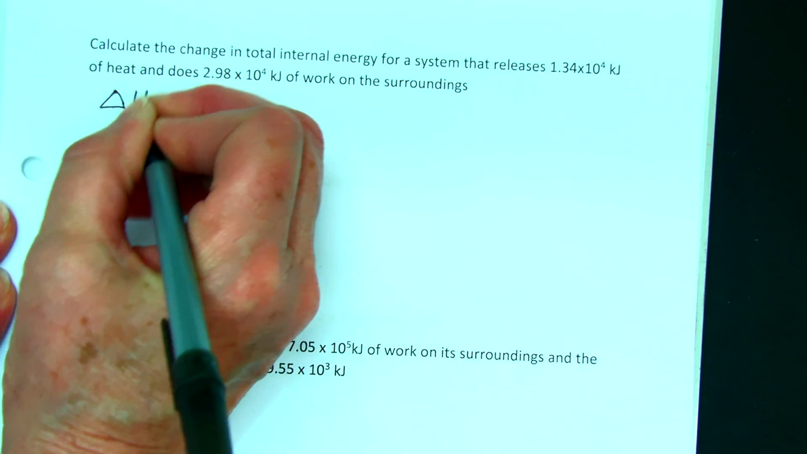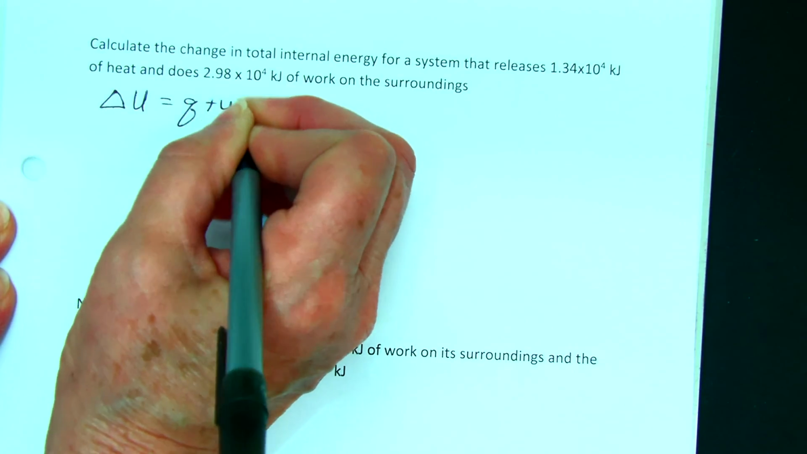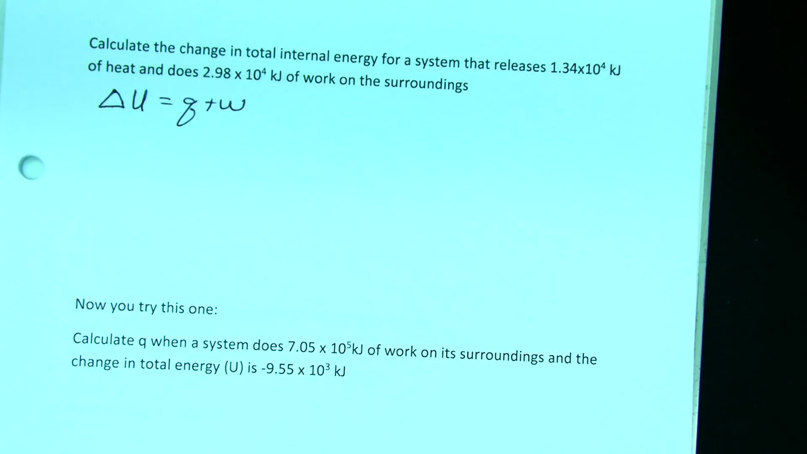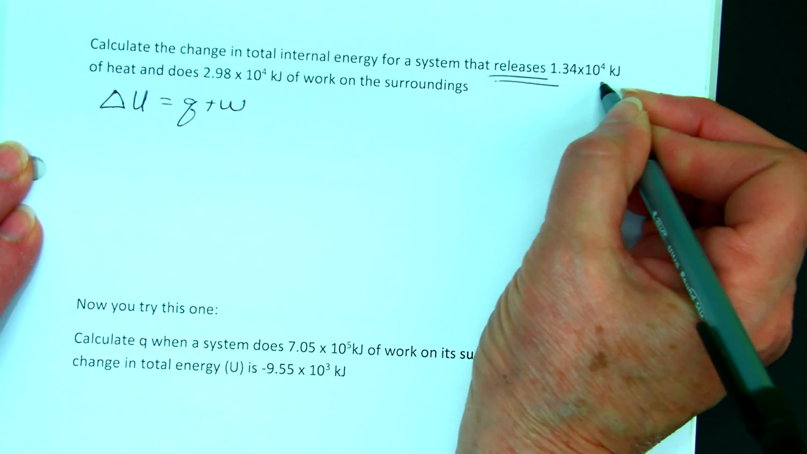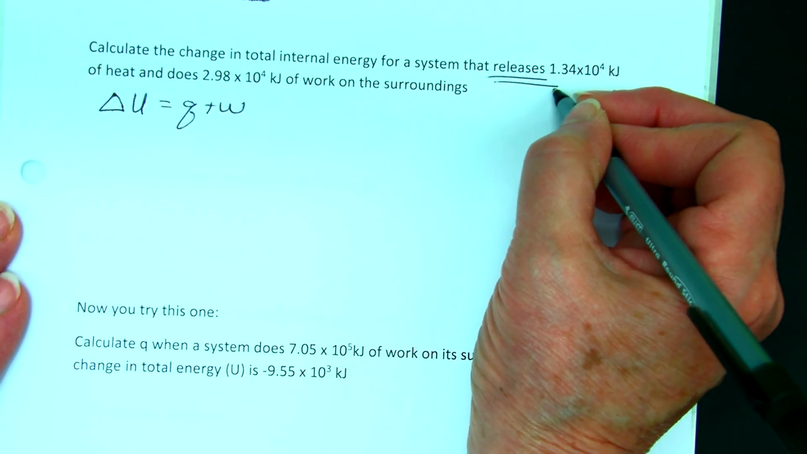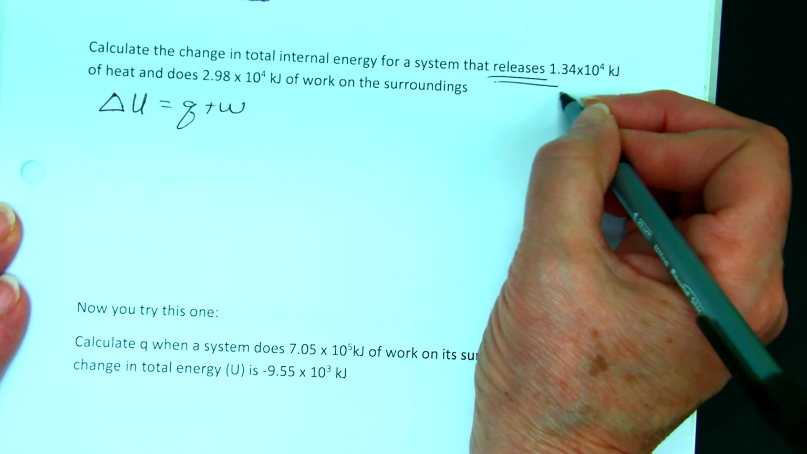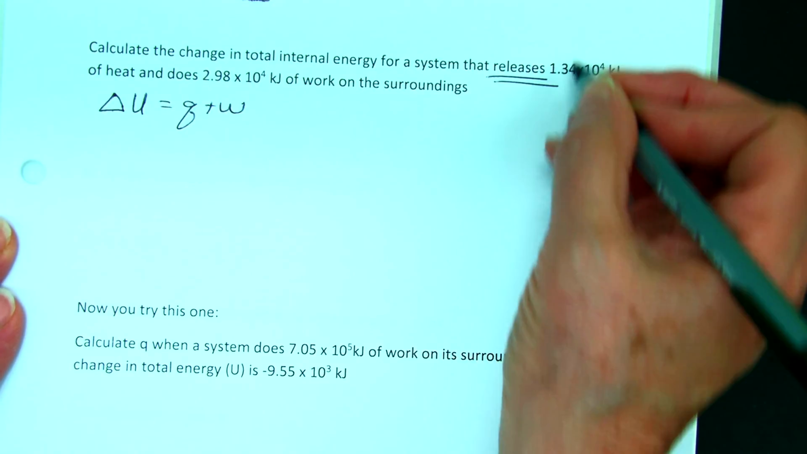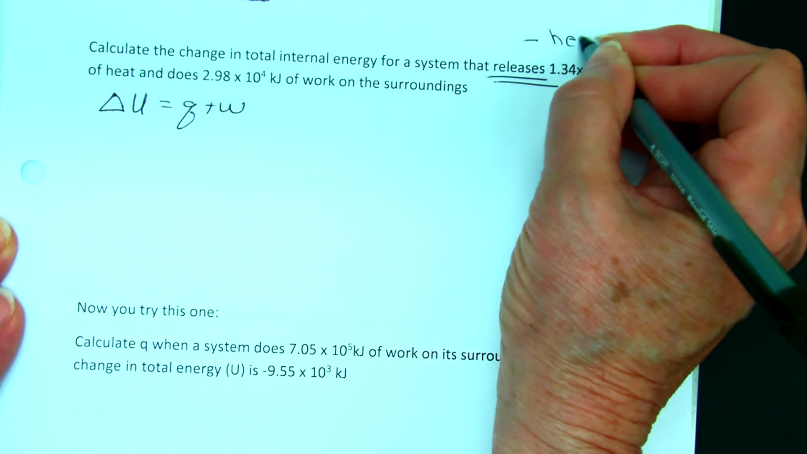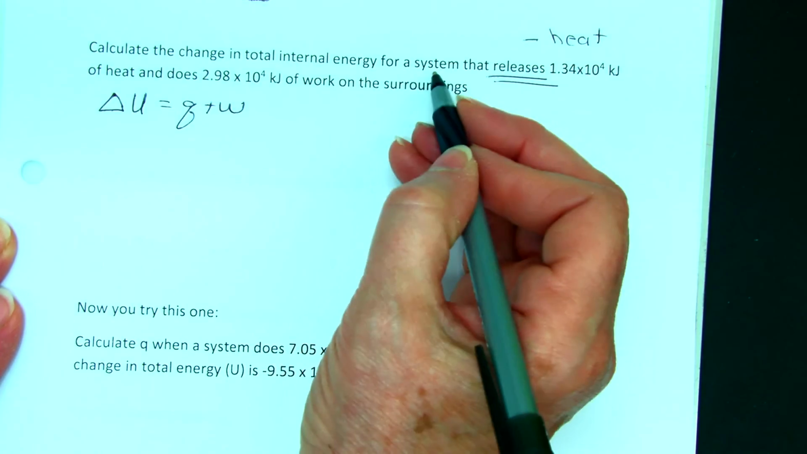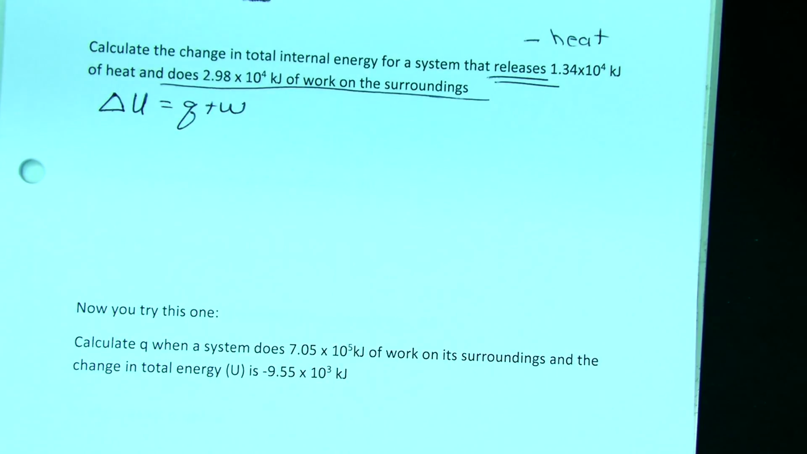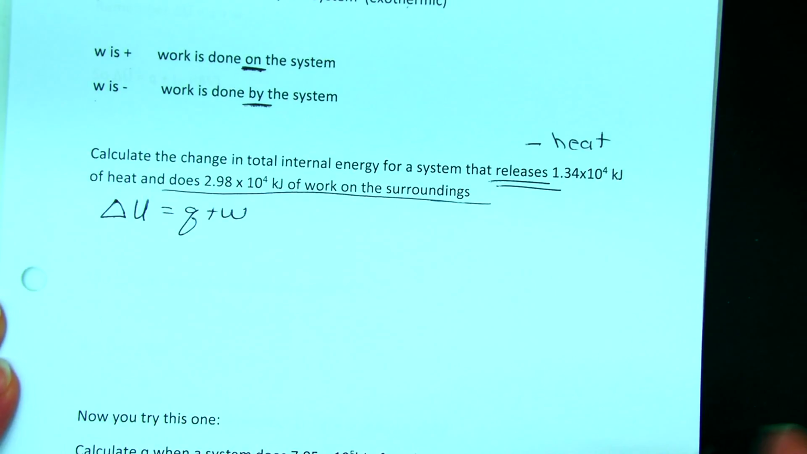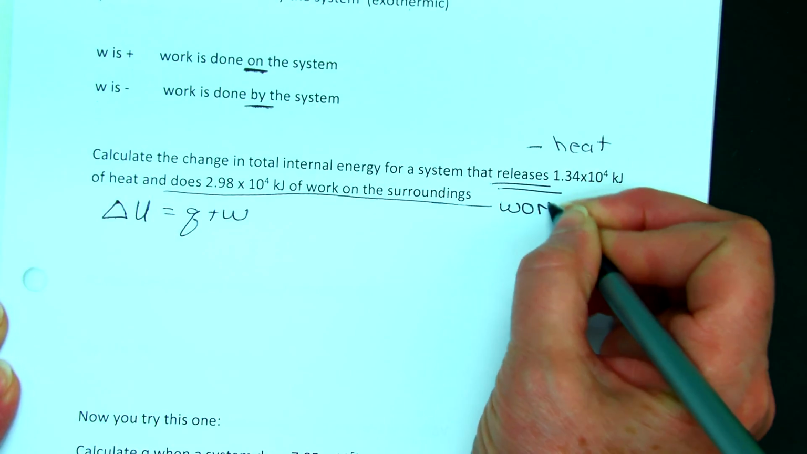Well, we know that delta U, the energy change, is equal to Q plus W. Now we have to read carefully to find out what these numbers are, what their signs are. If the system releases heat, what is the sign for the heat? It's Q, but is it negative or positive? It's going to be negative, negative heat. So the system does work on the surroundings. So is that going to be positive or negative based on those definitions? It's going to be negative because the work is done by the system.